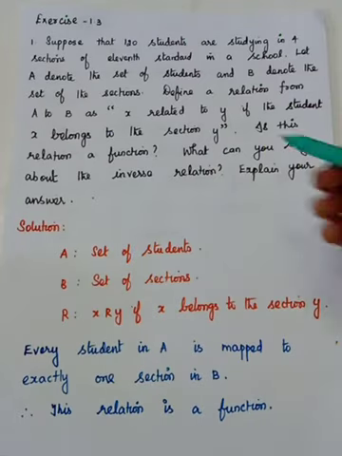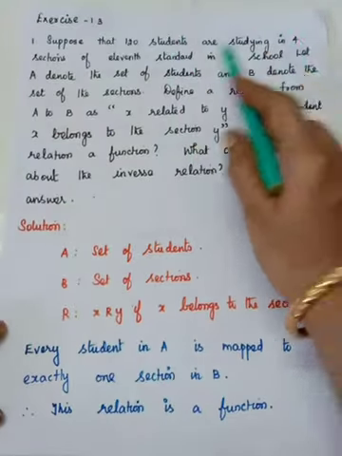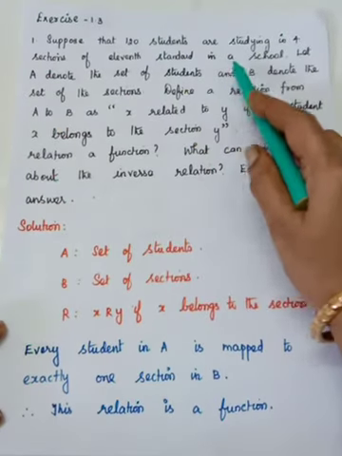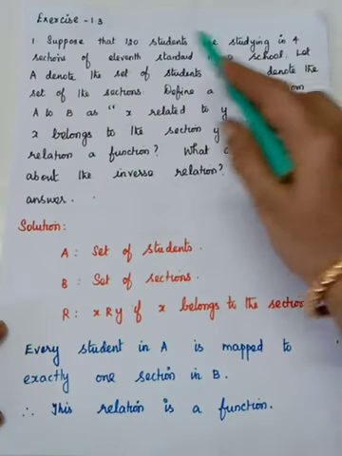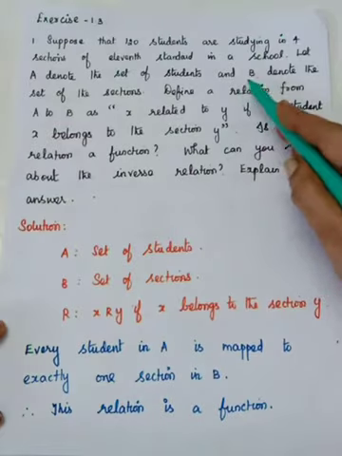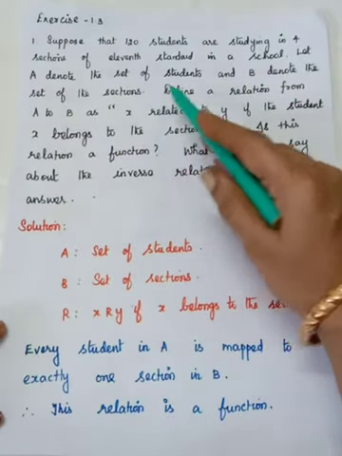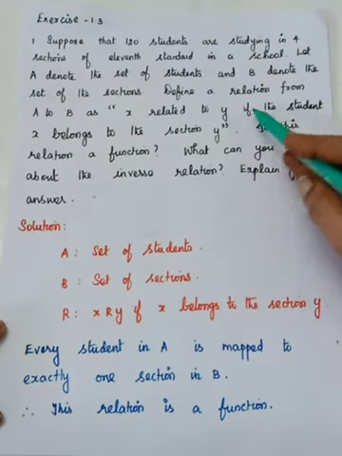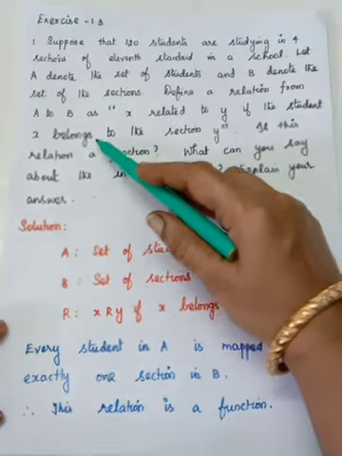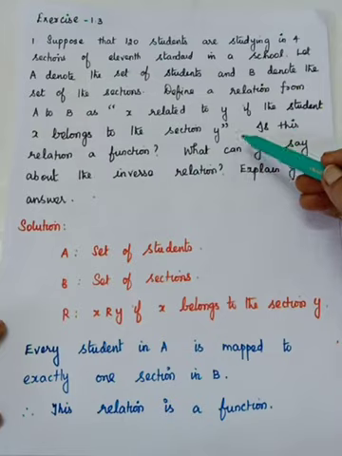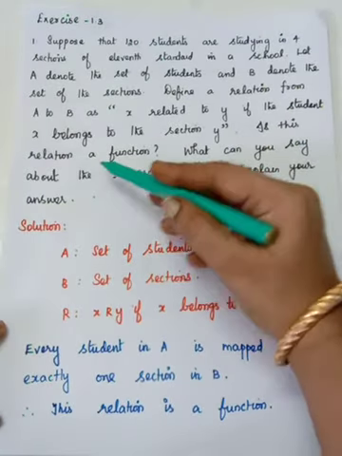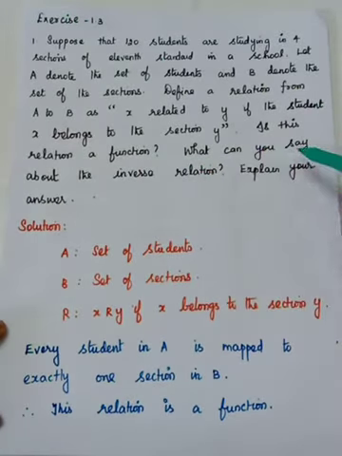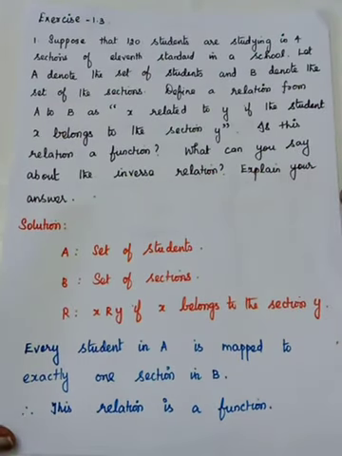Suppose that 120 students are studying in 4 sections of 11th standard in a school. Let A be the set of students and B denote the set of sections. Define a relation from A to B as X related to Y if the student X belongs to the section Y. Is this relation a function? What can you say about the inverse relation? Explain your answer. This is the question given.